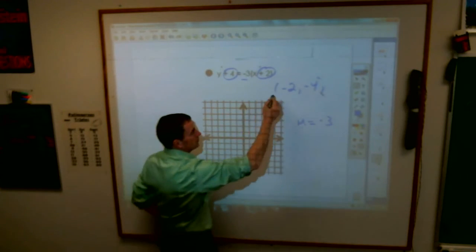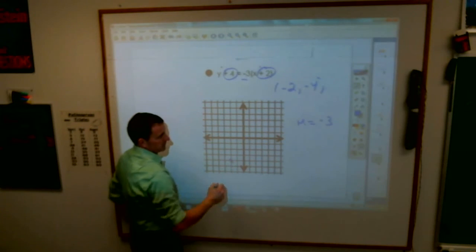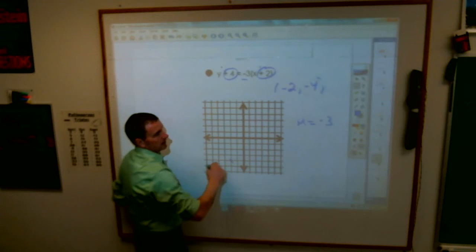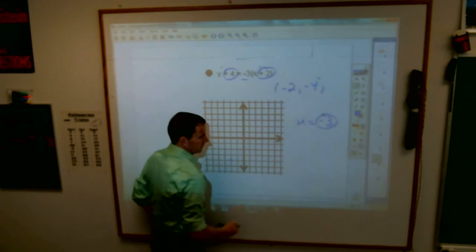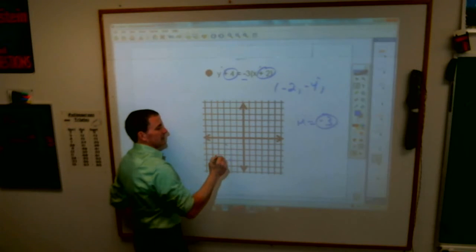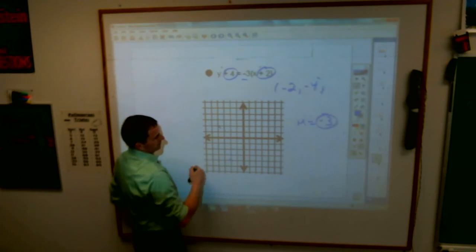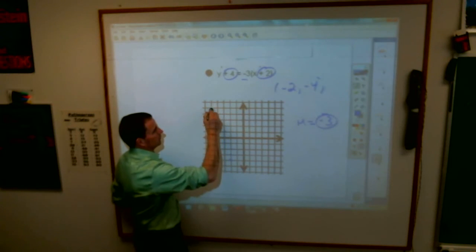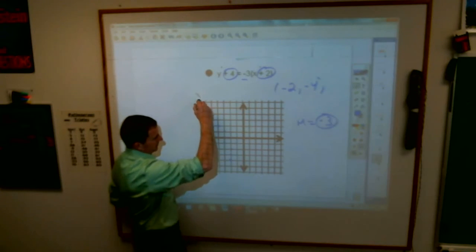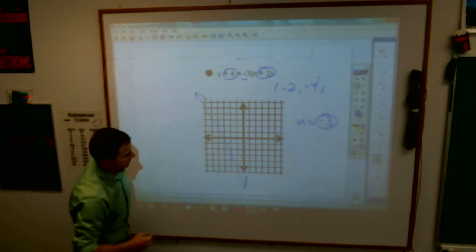So this is one point on the line, -2, -4. Once you know that one point, you just find the slope of -3. Up 3, 1, 2, 3, over 1, and it has to go downhill. Up 3 over 1. Is that right? Up 3 over 1. Your line should look like that, or close to that.